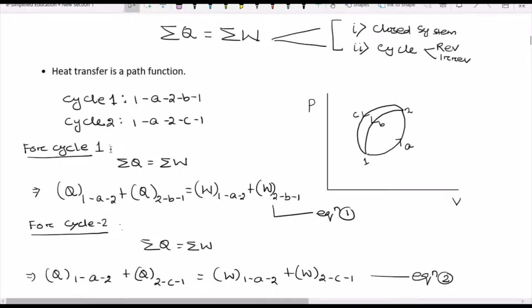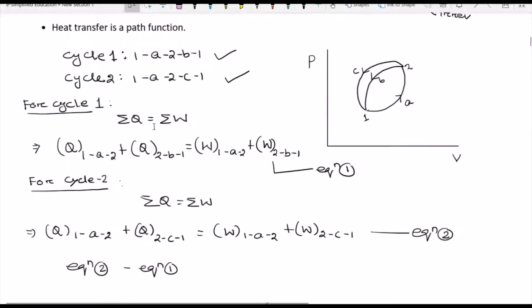So for cycle 1, this is 1A2B1. For cycle 2, this is 1A2C1. If I apply the first law of thermodynamics to cycle 1, then I can write summation of Q equal to summation of W. For cycle 1, I can write net heat 1A2 plus 2B1 equal to work transfer for 1A2 and 2B1. This is from the first law of thermodynamics we can write.